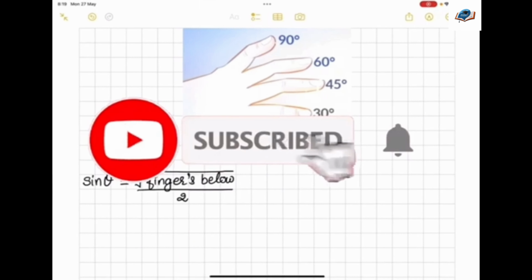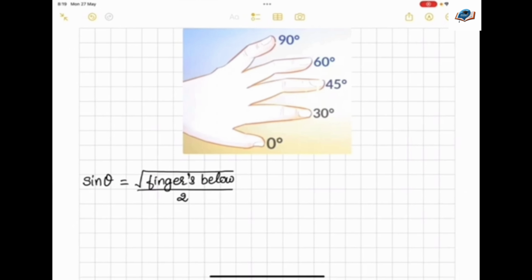Today we are going to learn some important relations of sin theta, cos theta and tan theta. So now if I take my left hand, my thumb will be 0 degree, my first finger will be 30 degree, 45, 60 and the smallest finger will be 90 degree.